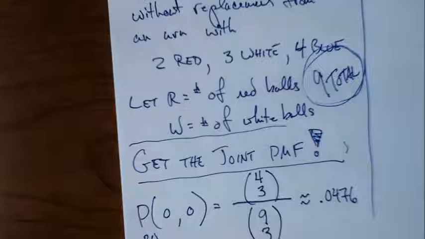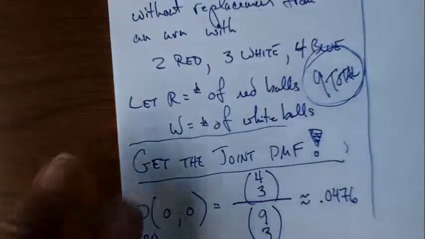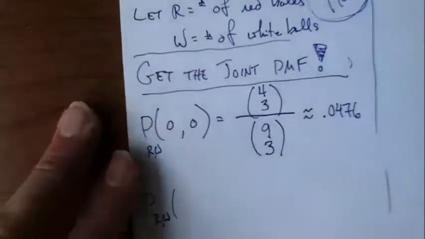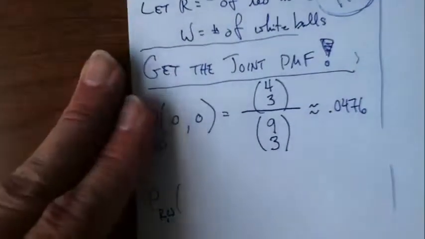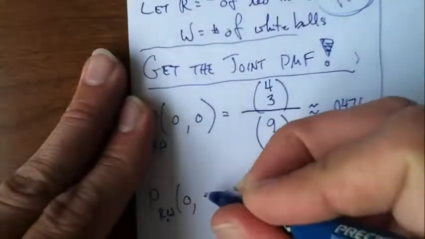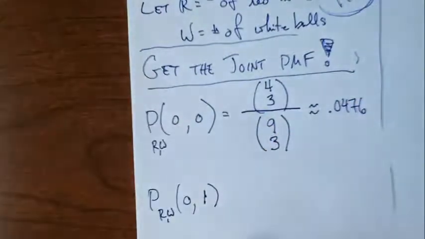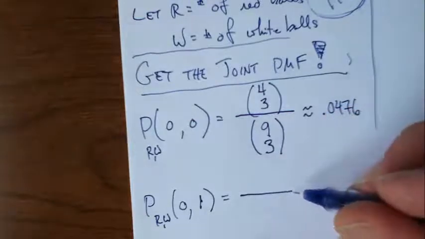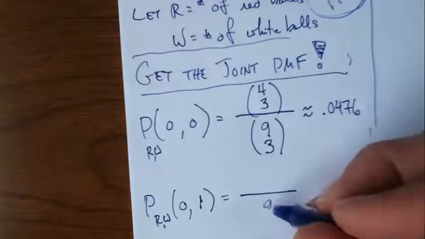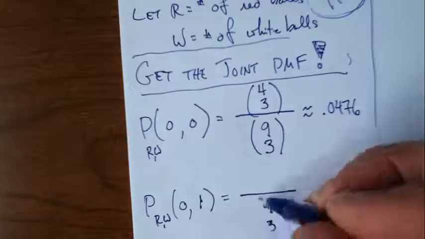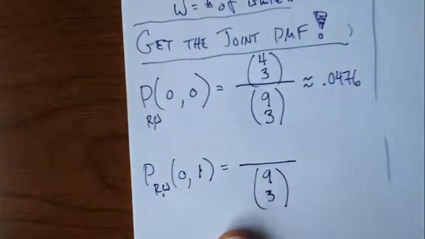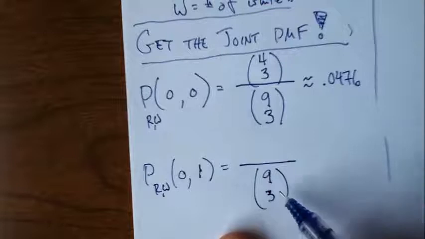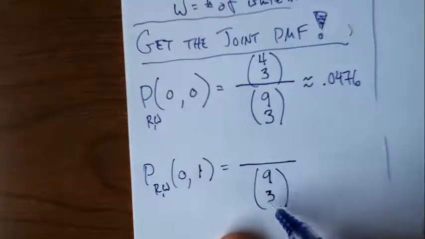I need to find the probabilities that these variables R and W take on any numbers at all. So maybe I can take a look at this. This is the chance that I see no red balls and exactly 1 white ball. Again, in the denominator, there are 9 choose 3 ways to choose the 3 balls from the urn.